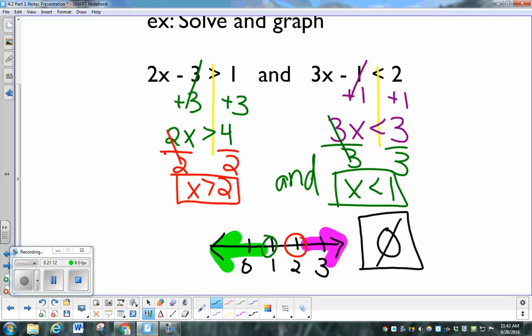We're going to move on to something called unions in our next section. This is already pretty long. Again, sorry about that. But this is the end of 4.2, part 1.